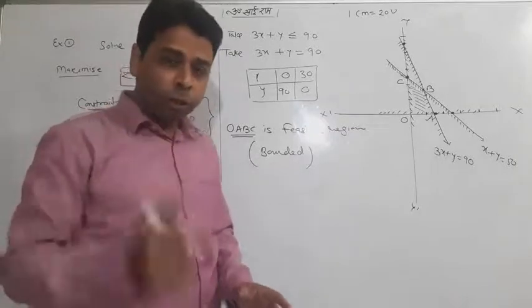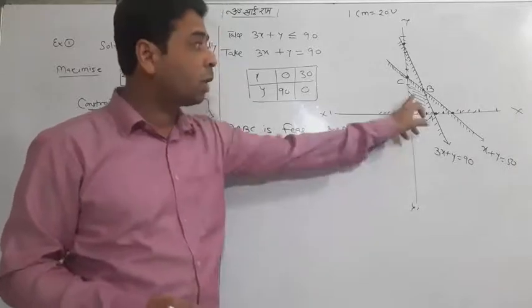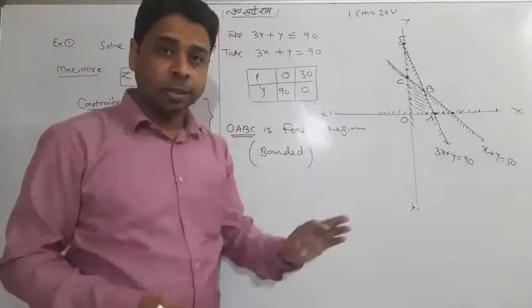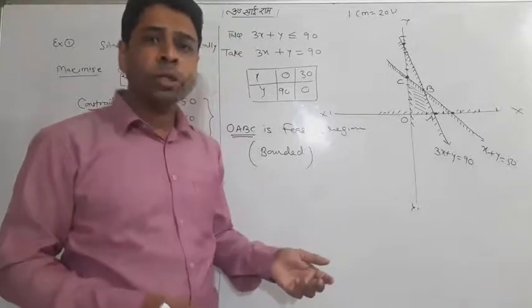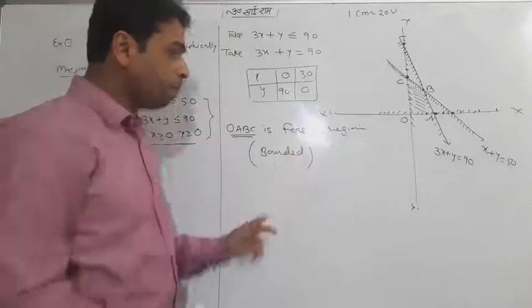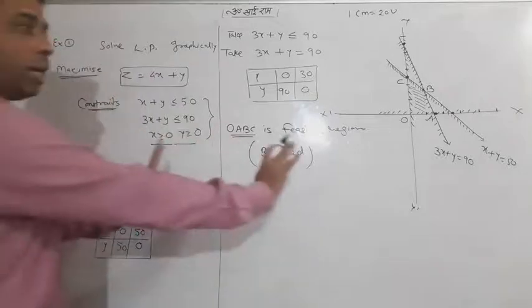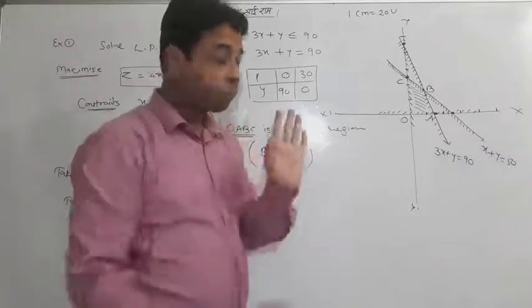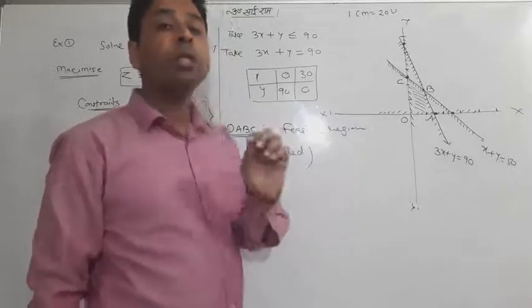So if in a question you get an unbounded region, what is the meaning of unbounded? It is not covered by all the lines. If it is not enclosed by all the lines, it is called unbounded, and we won't study unbounded situational questions. So don't worry, this is bounded. Till here, you have already studied in class 11. Now we will look at the new things.